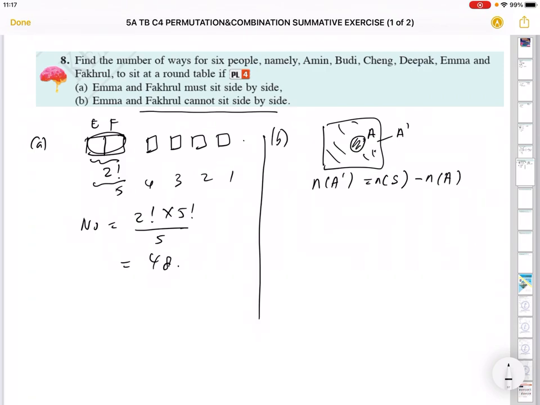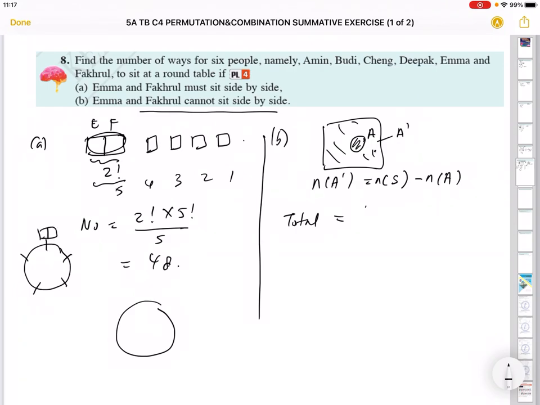So the size of the sample space means the total number of ways we can arrange them in a row, in a round table, without any condition. So my total in this case, there are 6 of them. But then when you sit them together, there will be 6 minus 1. I hope you know why 6 minus 1. Just now it was 5 because Fakhrul and Emma are tied together. They are together. That's why it's like that, right?